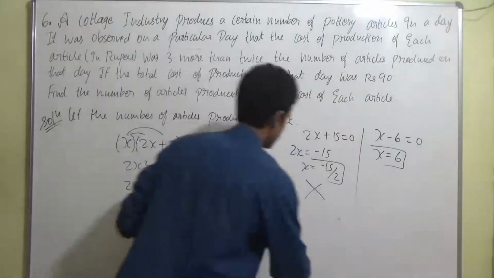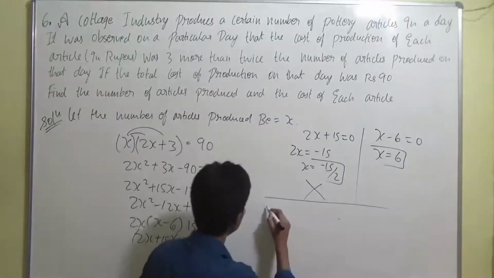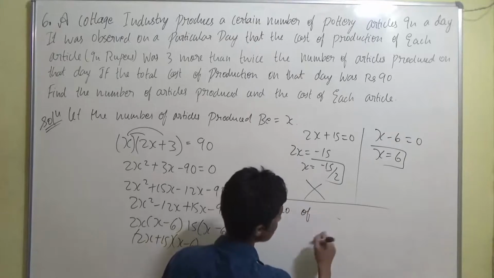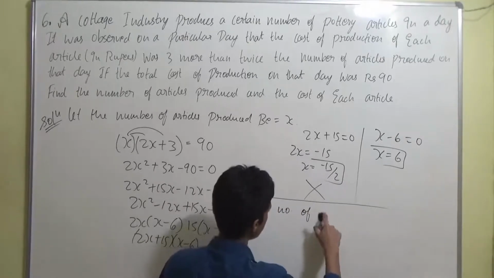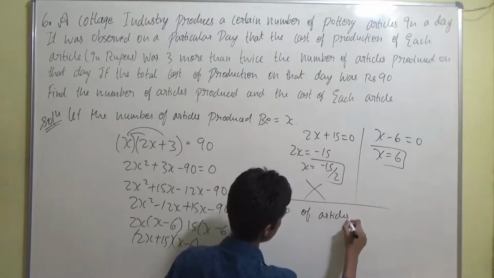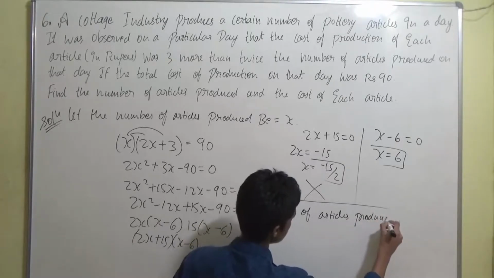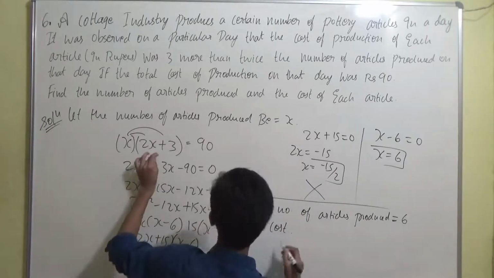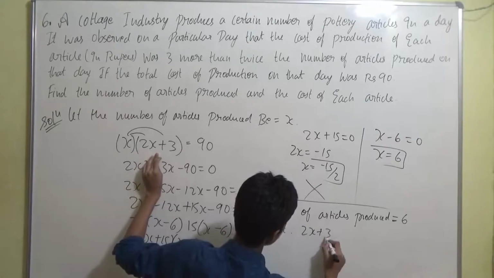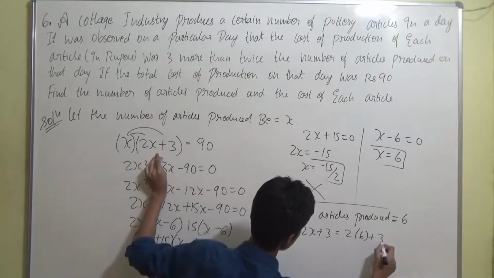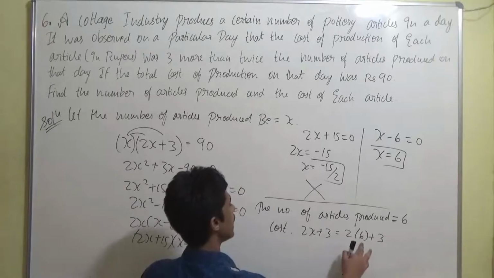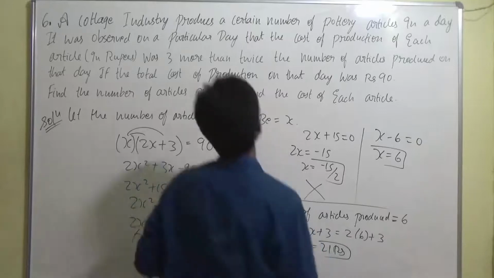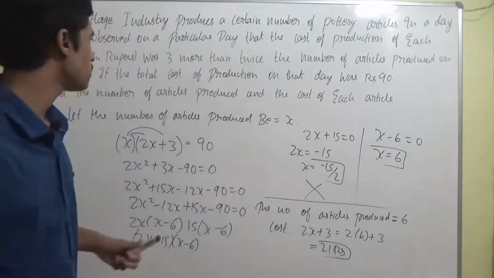Right, so here I'll write the conclusion. This is the short form of number of, but in your exam you have to write it in long form, right? Articles produced equal to 6, and the cost is equal to what we assumed, 2x plus 3, which is nothing but 2 into 6 plus 3, which is 18 plus 3, 21 rupees. That's it, guys. We found the number of articles and the cost of articles.